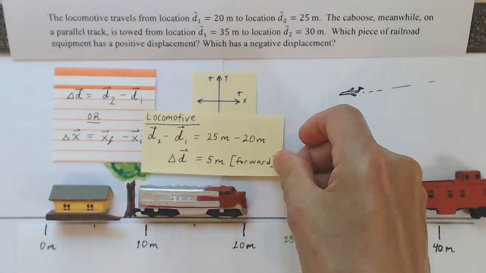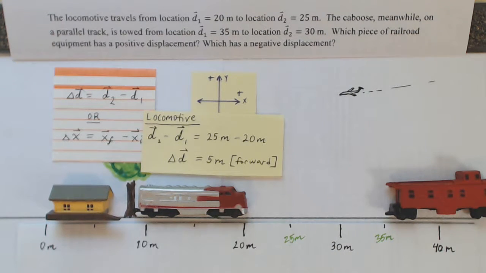In the case of the locomotive, D2 minus D1 is 25 meters minus 20 meters. So the change in position, the displacement, is 5 meters from here to here, and by our definition of our axis, it's 5 meters in the forward direction. That means positive 5 meters.